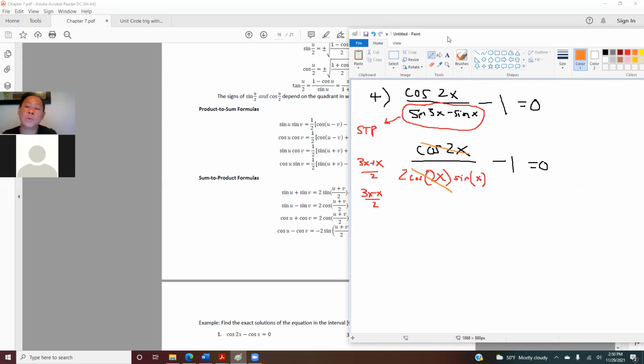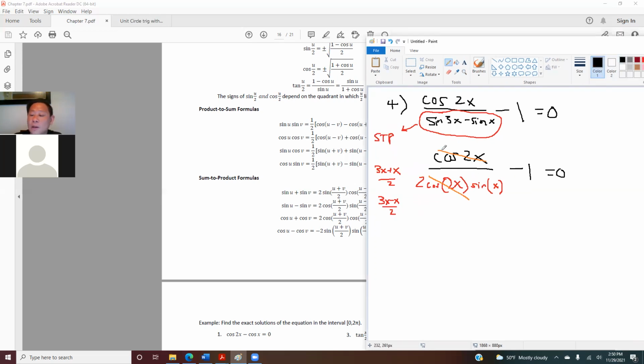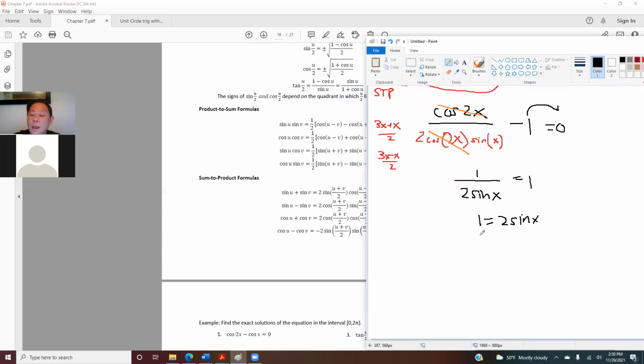So this is how we use the sum to product formulas. Where you have the subtraction, we use this one below. And u in this case is 3x, and v in this case is x. Make sure the first one is add, divide by 2, and then subtract, divide by 2. So if I rewrite this question, because the cosine 2x will cancel, 1 over 2 sine x equals 1. So I move the 1 over there, then I multiply this over there. So 1 equals 2 sine x. So multiply that over there, and I'll divide by 2.